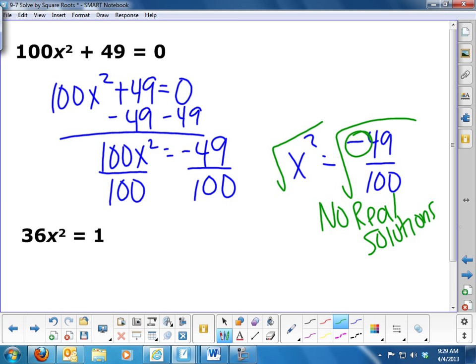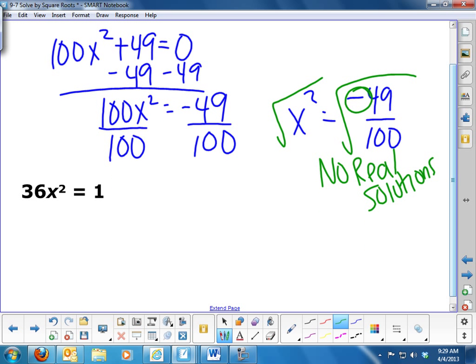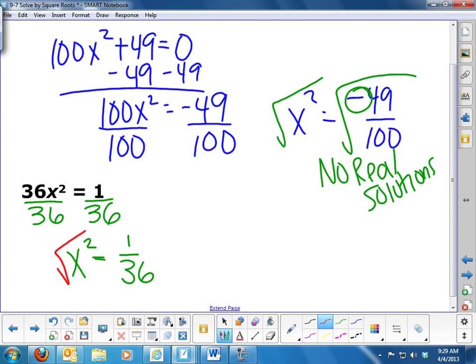All right, let's look at the next one. 36x squared equals 1. This is almost x squared alone. I just need to do one thing, that is divide each side by 36. So I get x squared equals 1 over 36. I notice 1's a perfect square and 36 is a perfect square. So that's good when I'm taking square roots. When I take the square root of each side, the square root of x squared is x.